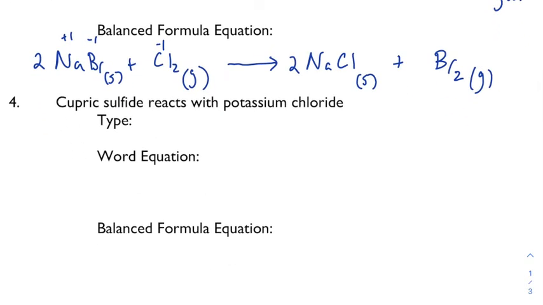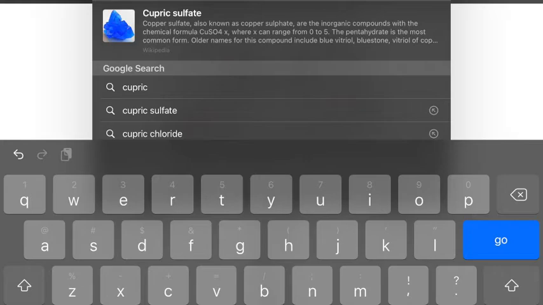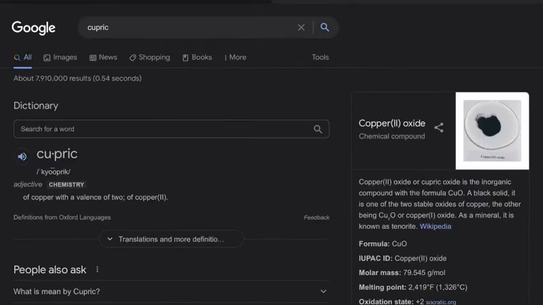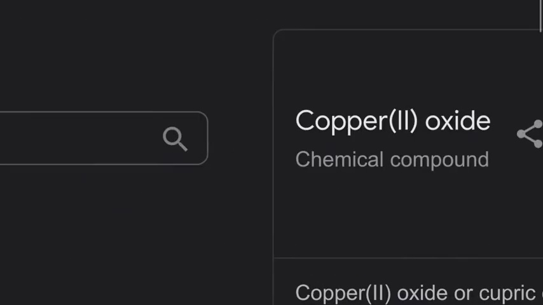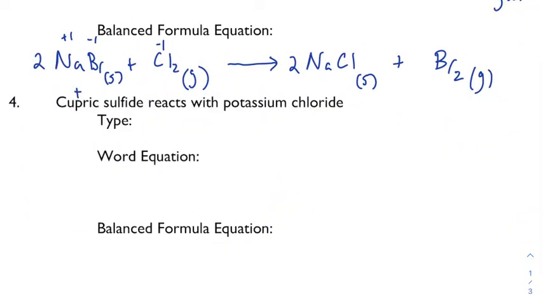Number 4, cupric sulfide reacts with potassium chloride. Okay, so in looking at this cupric, I might have to do a little bit of searching here. Cupric. All right, so cupric is copper plus 2. Okay, so that's copper plus 2. Sulfide is sulfur, which is minus 2. Potassium is plus 1. Chlorine is chloride, which is minus 1.